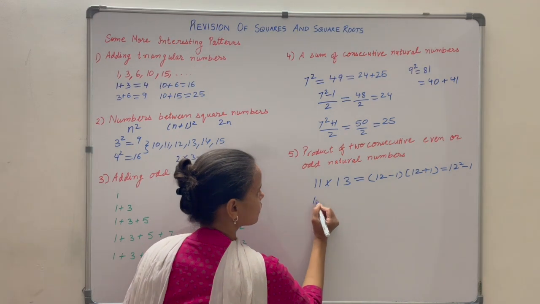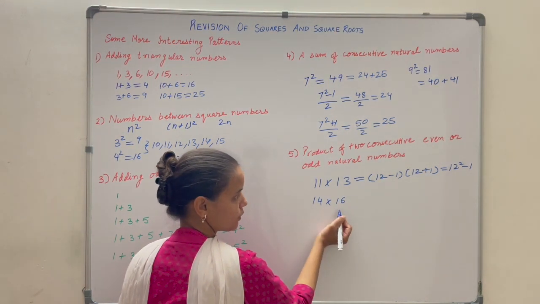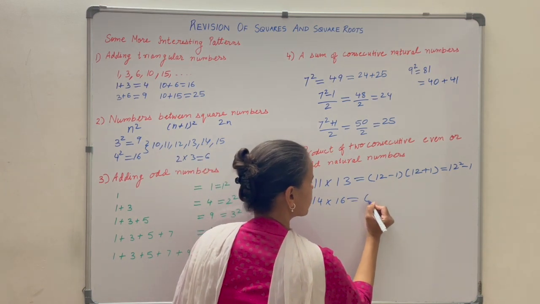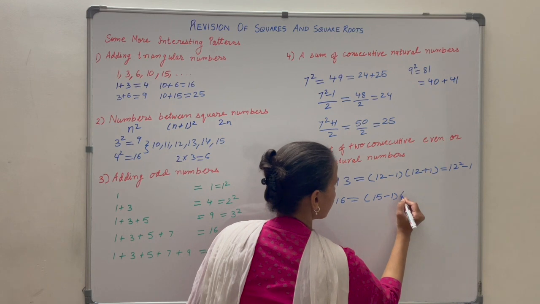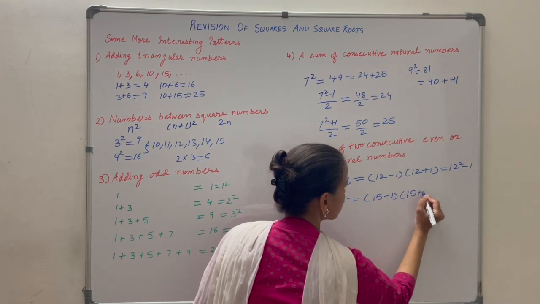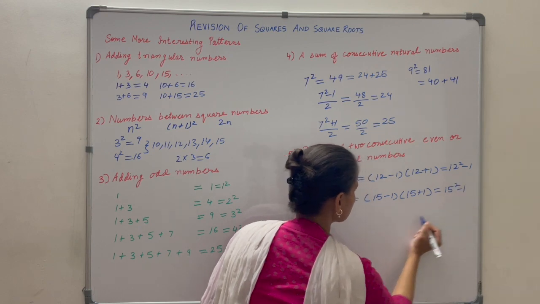Let us take two even numbers, 14 into 16, two consecutive even numbers. 14 can be written as 15 minus 1 and 16 can be written as 15 plus 1. So this is 15 square minus 1.